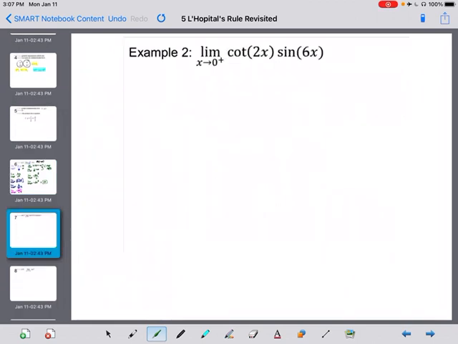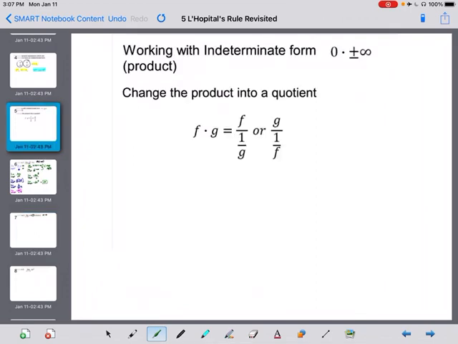All right, let's move on to example number 2. The limit as x approaches 0 from the right of cotan of 2x times the sine of 6x. So if I plug in 0 here, that gives me cotan of 0, that's infinity, multiplied by sine of 0, which is 0, so that's infinity times 0. So that is this form right here. So maybe what we want to do is help ourselves out, and maybe we may want to rewrite this guy.